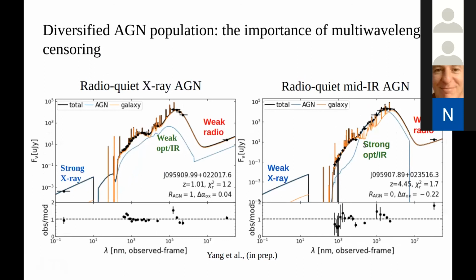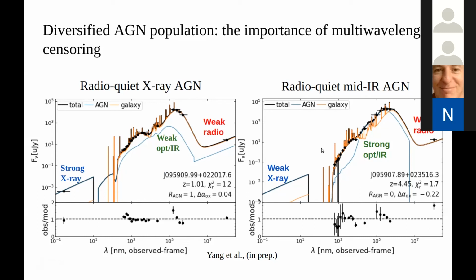Here are two more examples. On the left-hand side is the so-called radio-quiet X-ray AGN. The radio is dominated by the galaxy, and it's only strong in the X-ray. On the right-hand side is a radio-quiet mid-infrared AGN, just because it's very weak in the radio and X-ray, but has very strong features in the optical and infrared.